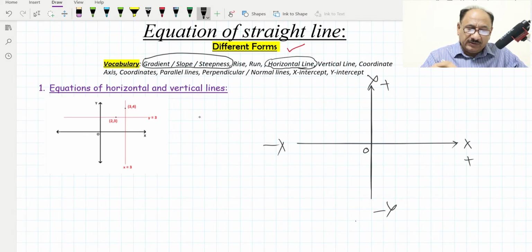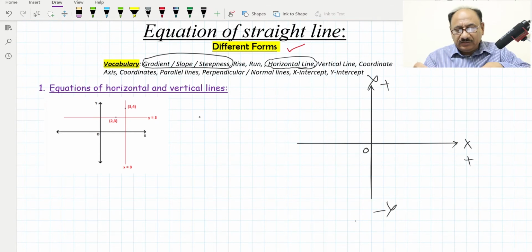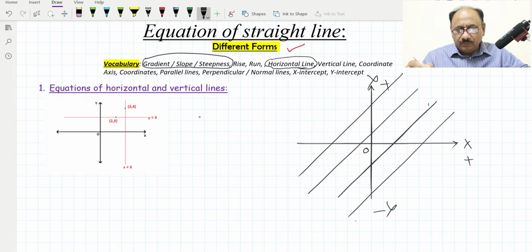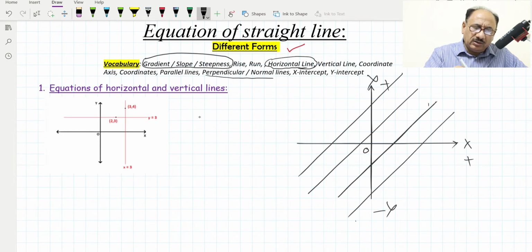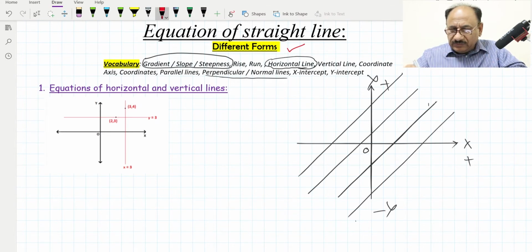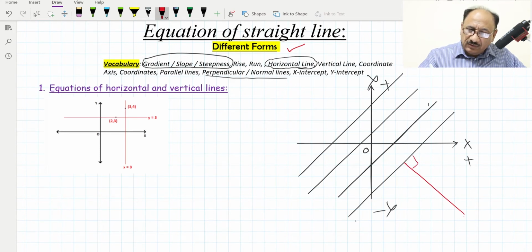Then the parallel lines. What is a parallel line? A line which has the same gradient. For example, this line is parallel to this one, and these are all parallel lines. Then comes vertical parallel lines, which we discussed. Then the perpendicular line or normal line, a line which makes an angle of 90 degrees. For example, this red line will be perpendicular to this, so it makes an angle of 90 degrees. So this is a perpendicular line.